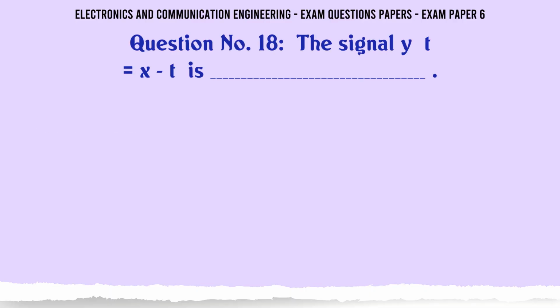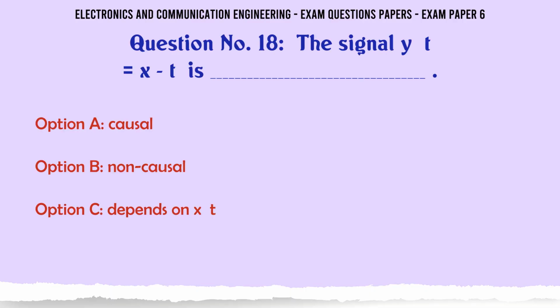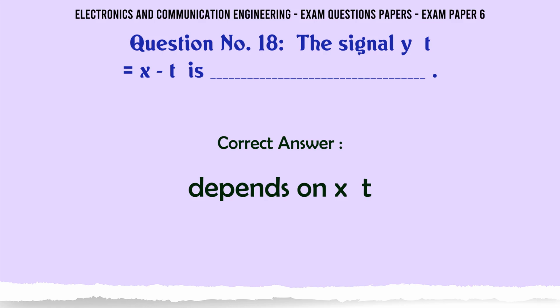The signal y(t) = x(t) is: A. Causal. B. Non-causal. C. Depends on x(t). D. None of these. The correct answer is: depends on x(t).